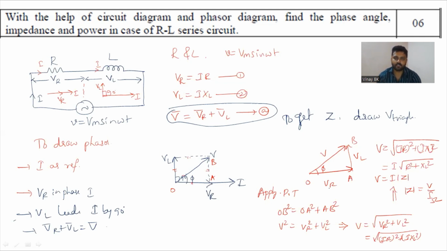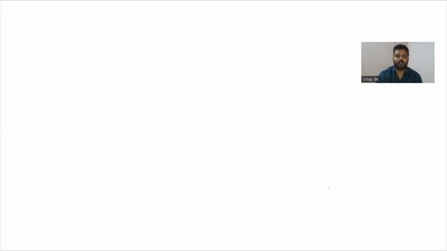With reference to this, again they asked you to write the phase angle. So impedance you are getting now. Impedance is nothing but Z, the square root of R square plus XL square. If you want to get the phase difference, you just have to draw the impedance triangle, where O to A represents R, A to B represents XL, and O to B represents impedance Z with respect to phi.